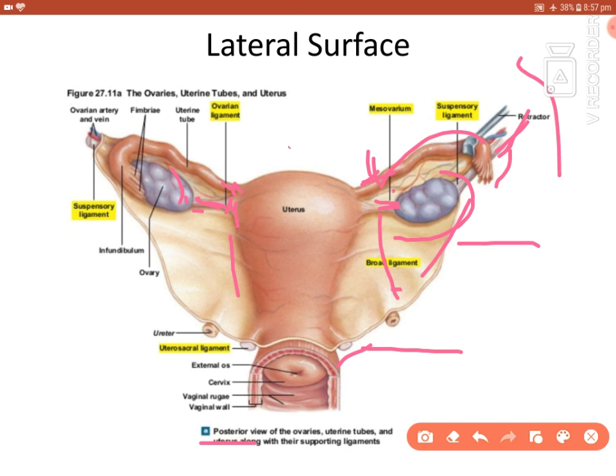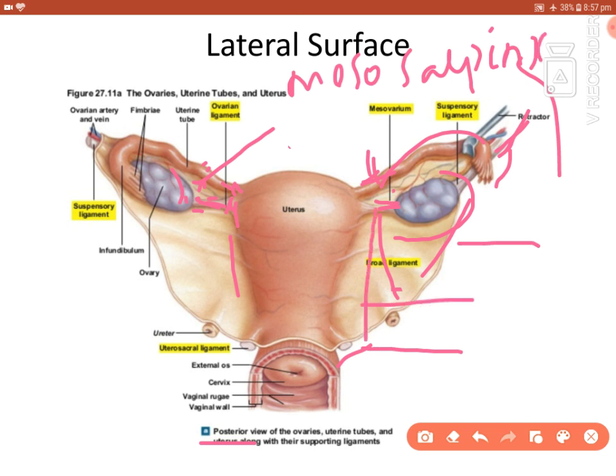The part of the broad ligament above the ovarian ligament and between the fallopian tube, this part is called the mesosalpinx. The part of the broad ligament just below the ovarian ligament, this region, is called the mesometrium.